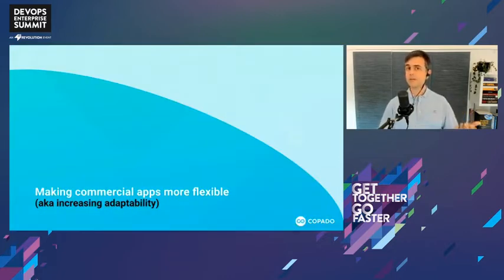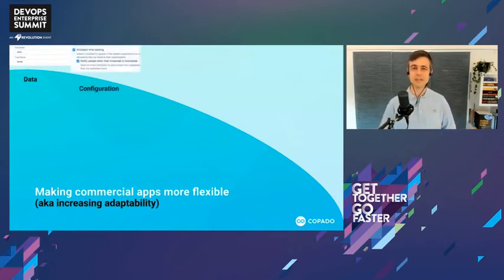Now, the other very different direction in which low code arises is in the direction of making commercial applications more flexible. So the first thing you can do to take a commercial application and make it your own is to put your own data in there. And then all of a sudden it's yours. You've personalized it. The second thing you can do is change configuration.